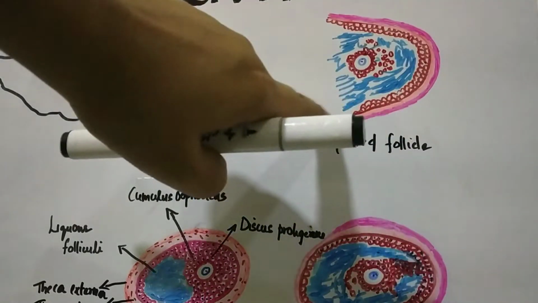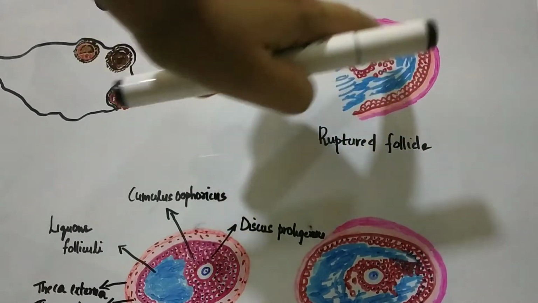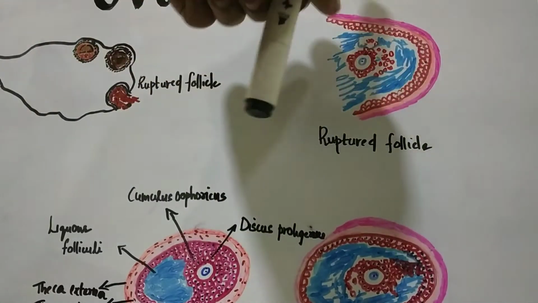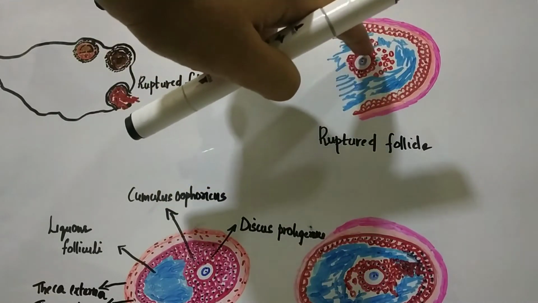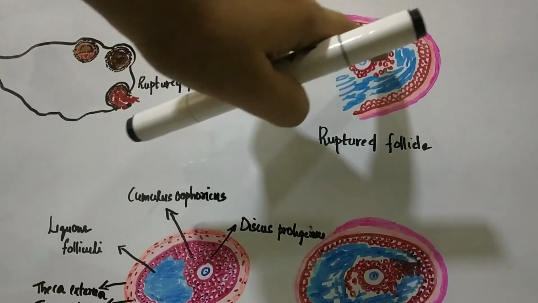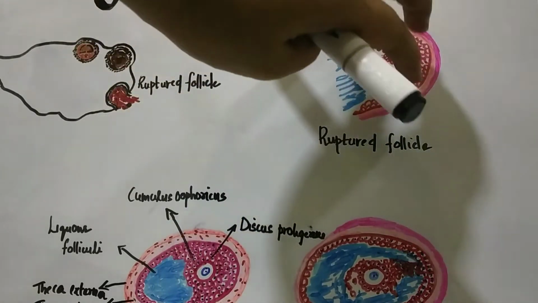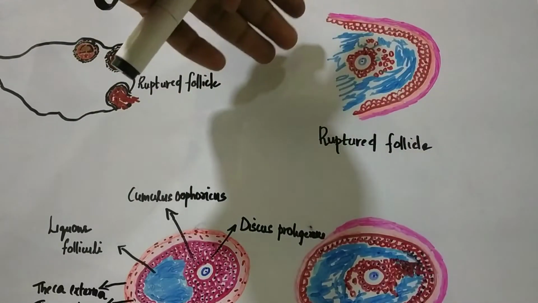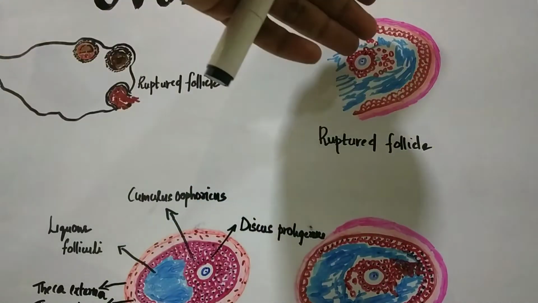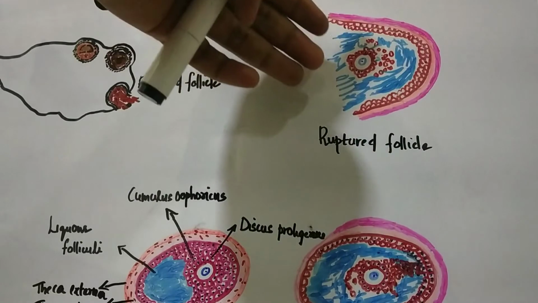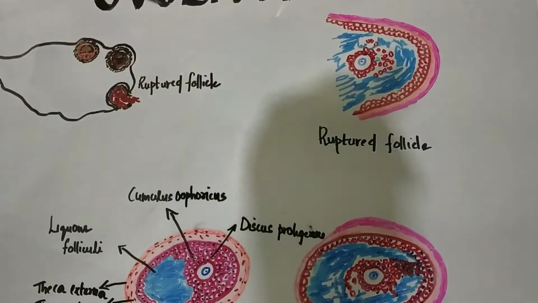In this figure you can see the theca externa, theca interna, and the granulosa cells. This is the follicular antrum, and this is the secondary oocyte along with the first polar body and a layer of corona radiata cells. This is released into the pelvic cavity when a follicle is ruptured, and this secondary oocyte swims into the fimbriae of the fallopian tube.